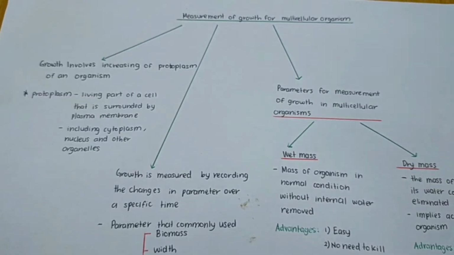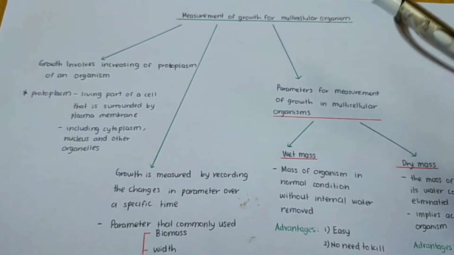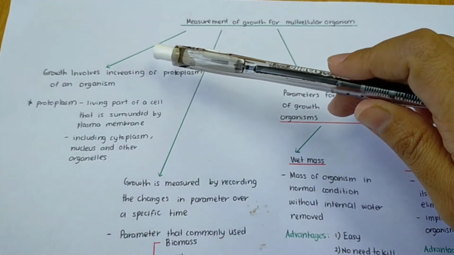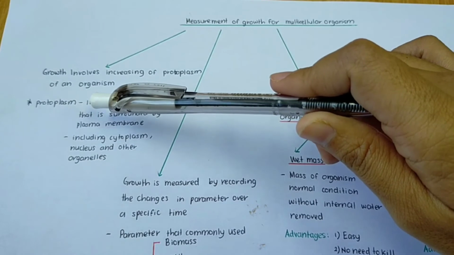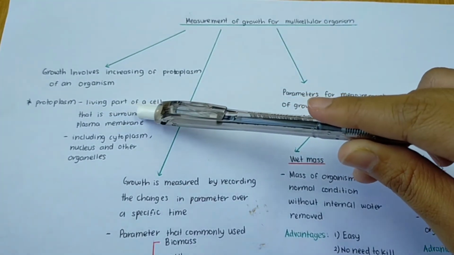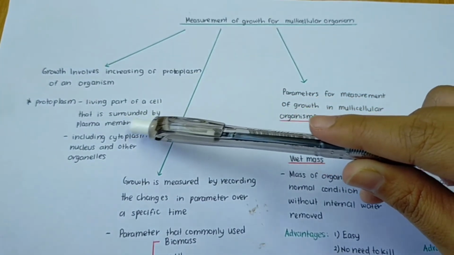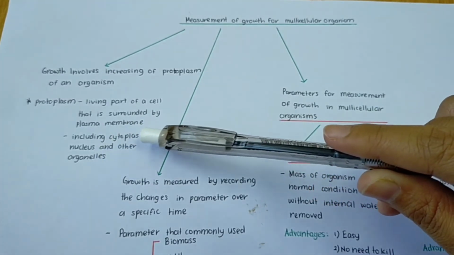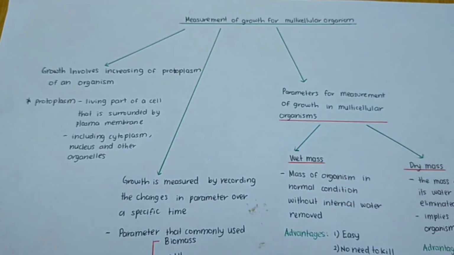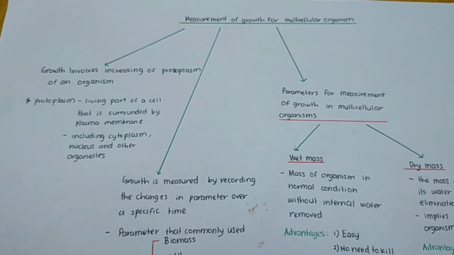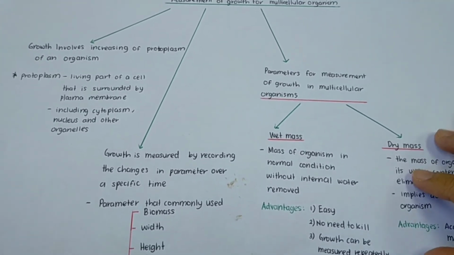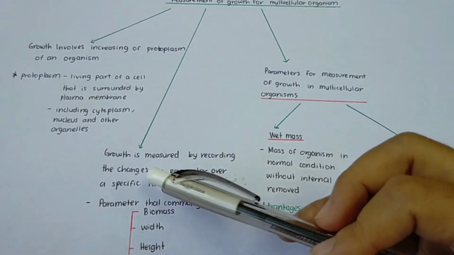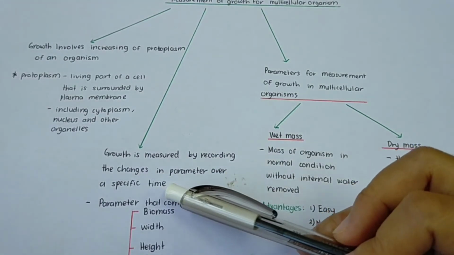Okay, so now we continue with measurement of growth for multicellular organism. Okay, so the growth involves increasing of protoplasm of an organism. So actually, what is protoplasm? Protoplasm is the living part of a cell that is surrounded by plasma membrane, which includes cytoplasm, nucleus and other organelle. So means that kalau berlakunya, kita kata increasing of protoplasm, so kita consider dah berlaku growth in the multicellular organism. Okay, then growth is measured by recording the changes in parameter over a specific time.